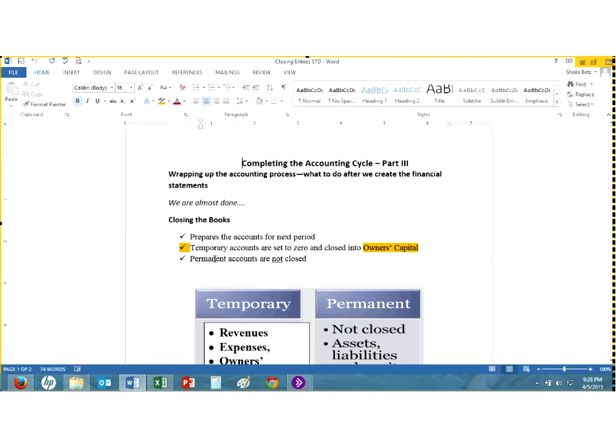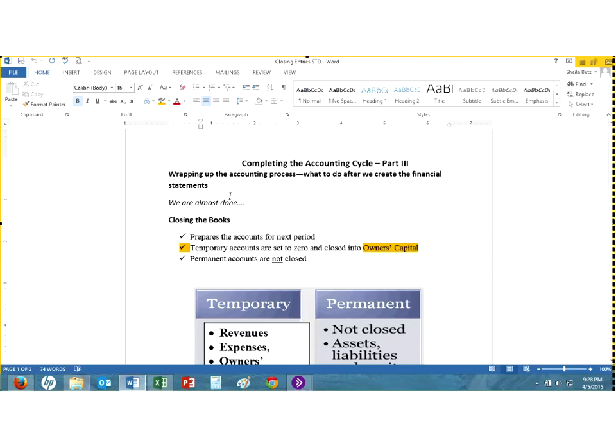So what we've done so far, you guys have learned how to write journal entries, post those journal entries to the T accounts, create a trial balance, and last week you learned how to create financial statements, which is really the big kahuna of what we're trying to do.